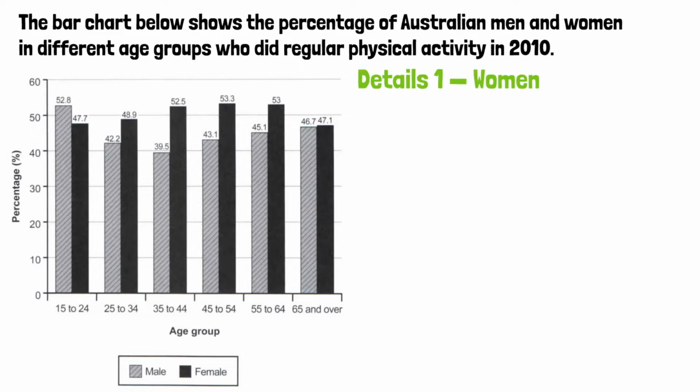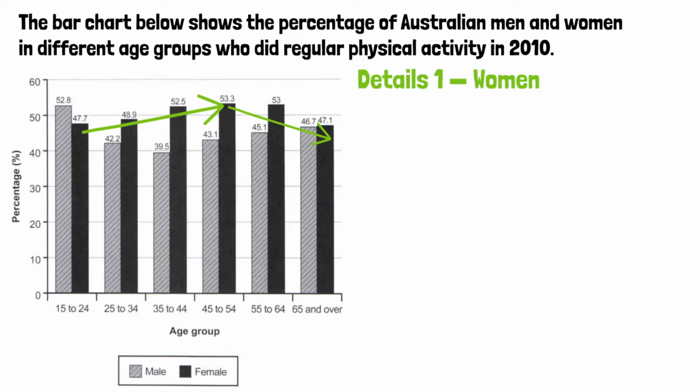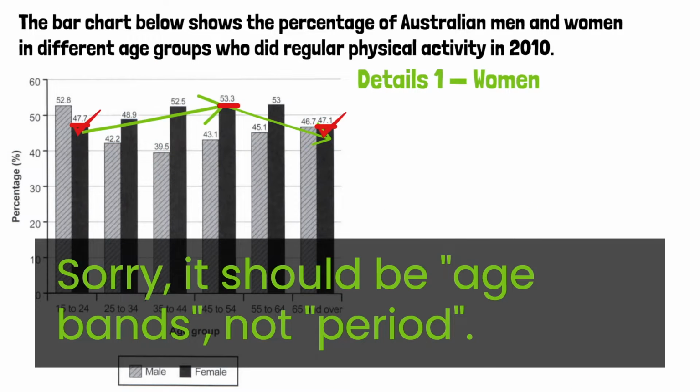Alright, let's start with women. I will simply say that women's participation increased and then decreased. I will also add these 3 numbers. The most important numbers are those at the beginning and end of the period and the largest number within it. So we definitely need to add these 3 numbers.